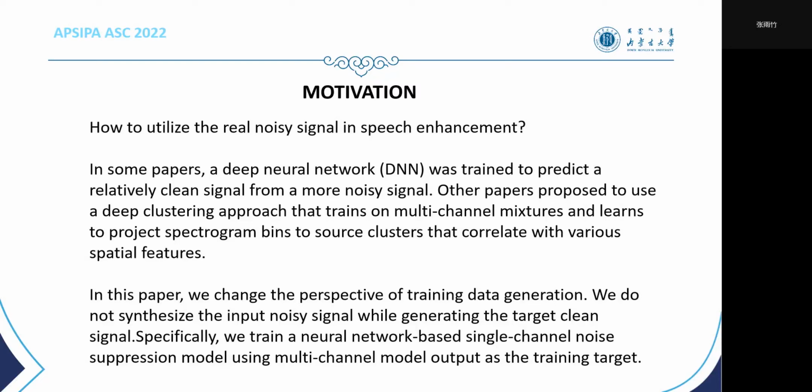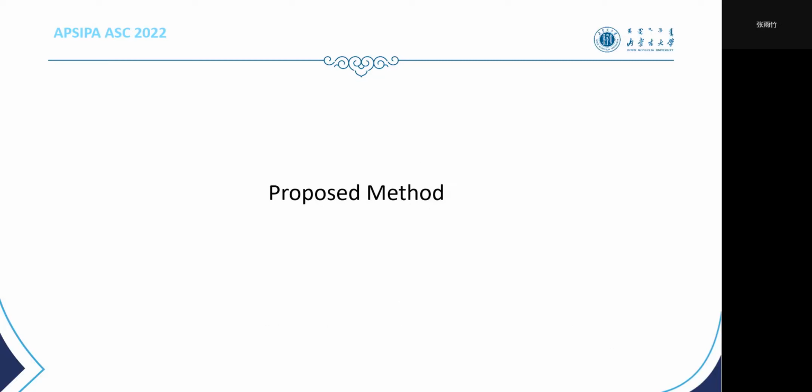In this paper, we change the perspective of training data generation. We don't synthesize the input noisy signal while generating the target clean signal. Specifically, we train a neural network-based single-channel noise suppression model using the multi-channel model output as the training target.